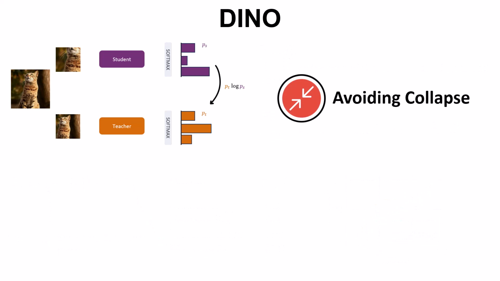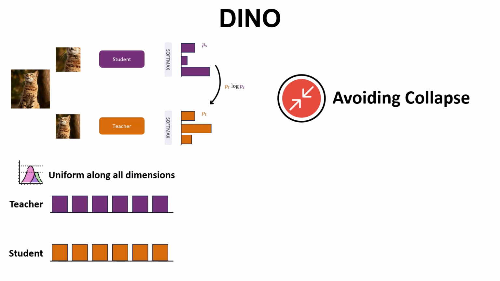There are two scenarios of collapse that might happen. The first is that the teacher and student might produce a uniform distribution along all dimensions. So regardless of whether the input image is a cat or dog or a building or any other thing, they always output the same thing, a uniform distribution across all the classes. So both teacher and student are the same thing.